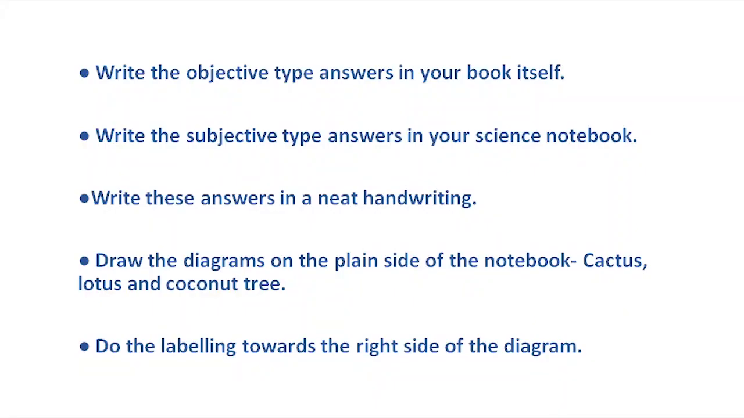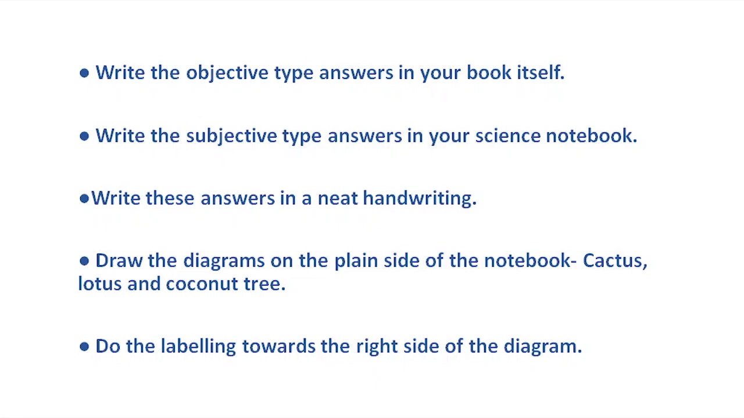By this we come to the end of the chapter. These are the main points which you have to consider while writing your notes or your answers or exercises. The first one is you have to write the objective type answers in your book itself, that too with a pencil, don't use a pen. Write the subjective type answers in your science notebook, in neat handwriting, and draw the diagrams on the plain side of the notebook.